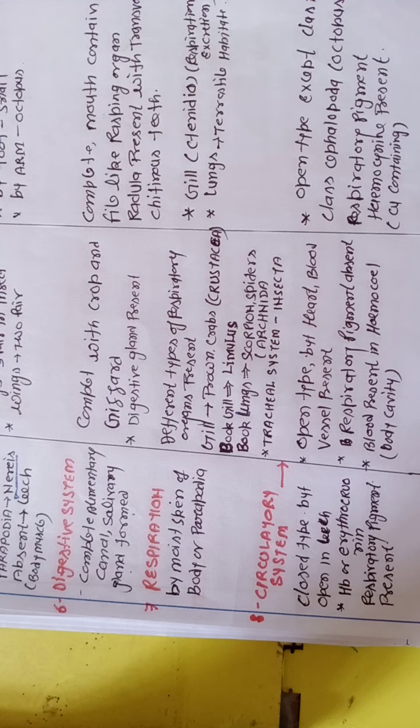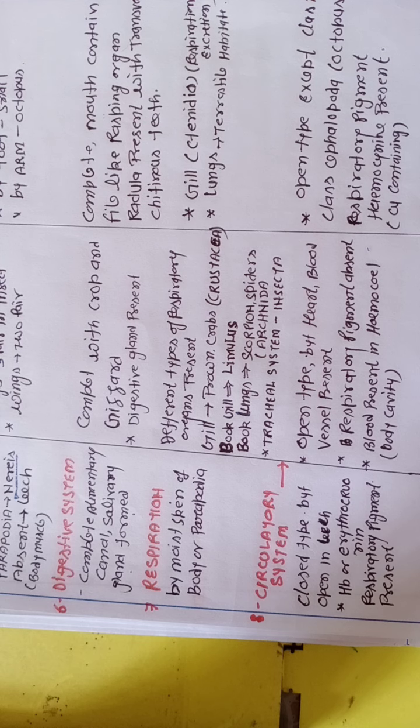Similarly, in Arthropoda, an open type of blood vascular system is present. The heart is present and blood vessels are present, but the blood vessels are not connected to each other. That's why blood is filled inside the body cavity, known as hemocoel, and the respiratory pigment is also absent. So this is a very interesting point: open blood vascular system, but heart and blood vessels present, not connected to each other.